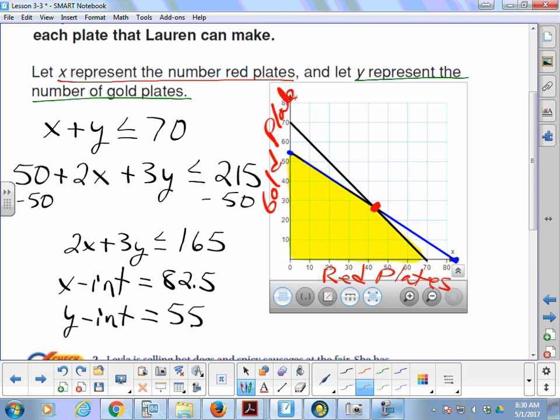And don't forget, when you are doing these application problems, you need to make sure you identify your axes and tell what they represent. In this case, the gold and the red.